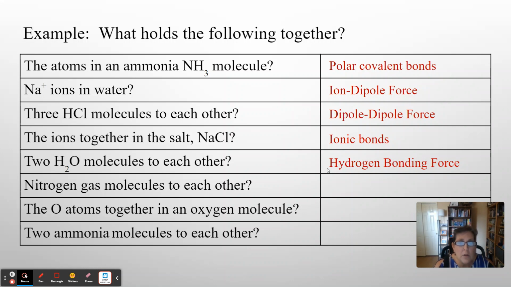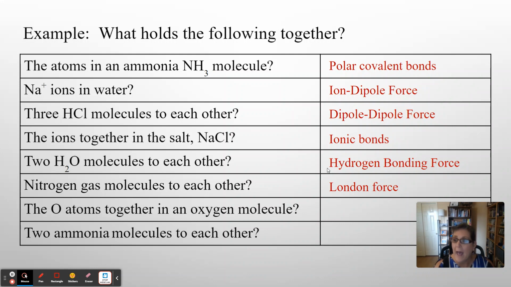Nitrogen gas molecules to each other. Molecules. Again, that would be a force. Forces hold molecules together. Nitrogen is N2. N bonded to itself. Are we polar or nonpolar if we are bonded to ourselves? N to N. Well, those are the same. So the electrons are in the middle. So it is nonpolar. What force goes with nonpolar? London force. Good job.